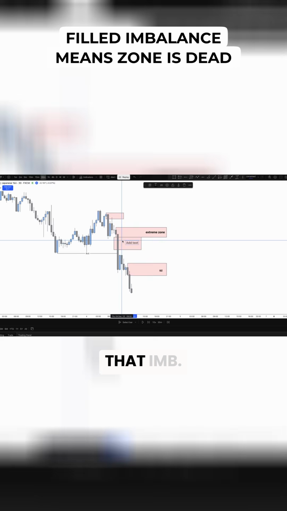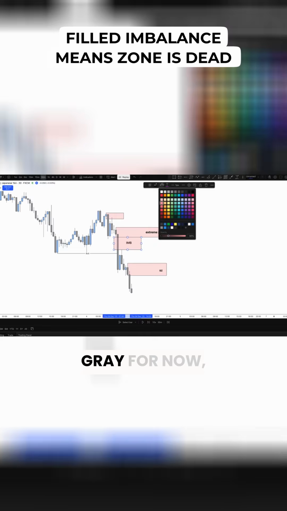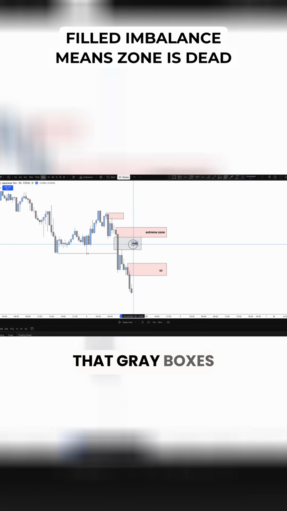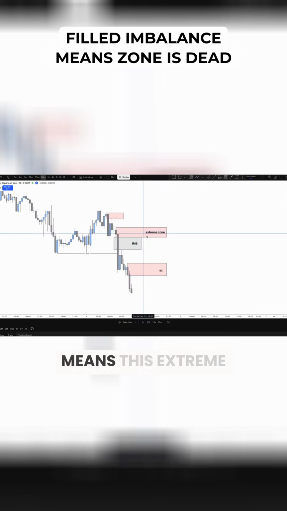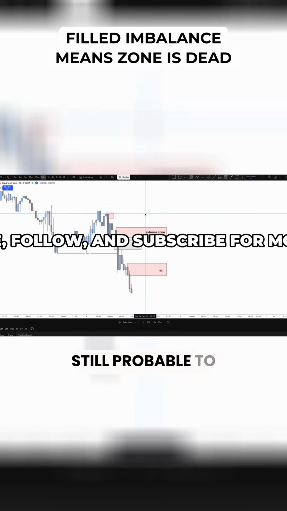So let's call that IMB. And what we will do is we'll make this gray for now. And we'll just keep in mind that gray boxes will be used to mark imbalance, okay? So with this imbalance remaining, that means this extreme supply zone is still open and still probable to be retested.